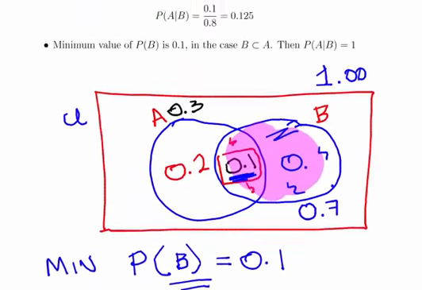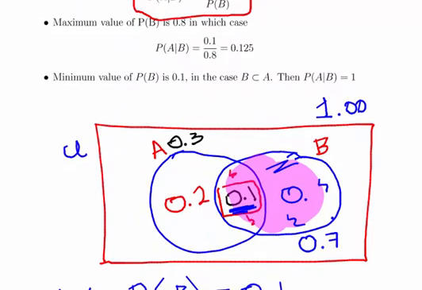So essentially what we have here is our two possible values. I'm just going to rub some of this stuff out. The maximum possible value of P(B) is 0.8, which in this case gives the probability of A given B equals 0.1 divided by 0.8, which is 0.125. That is to say that 1/8 of B is also in A.